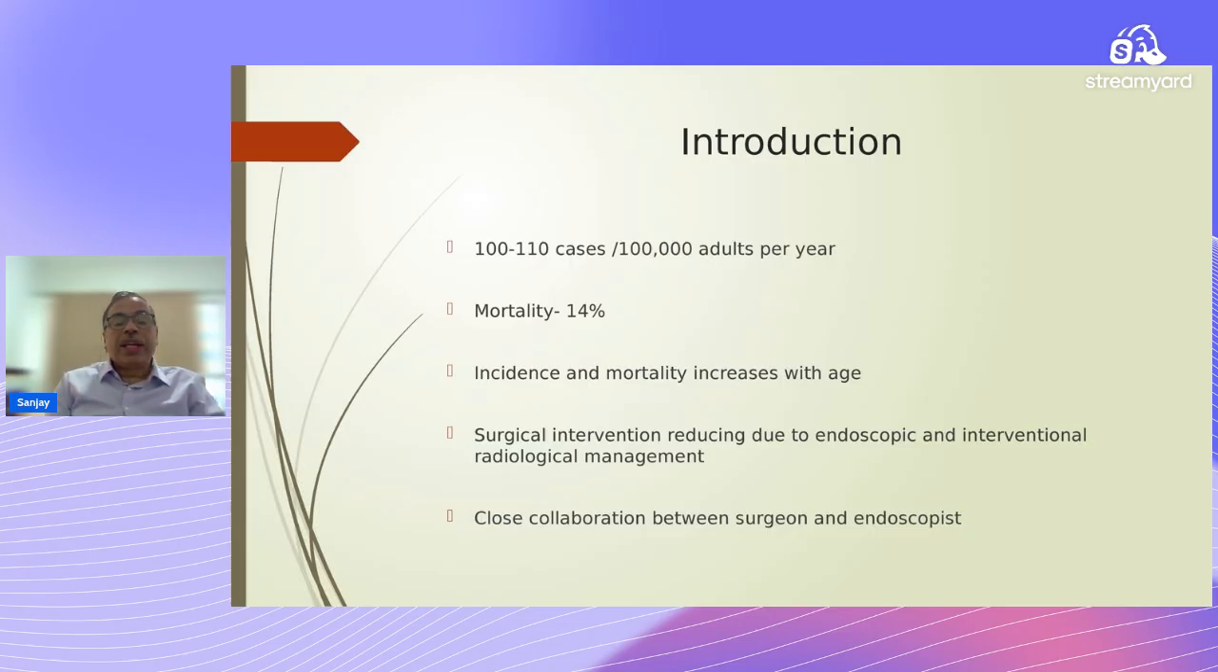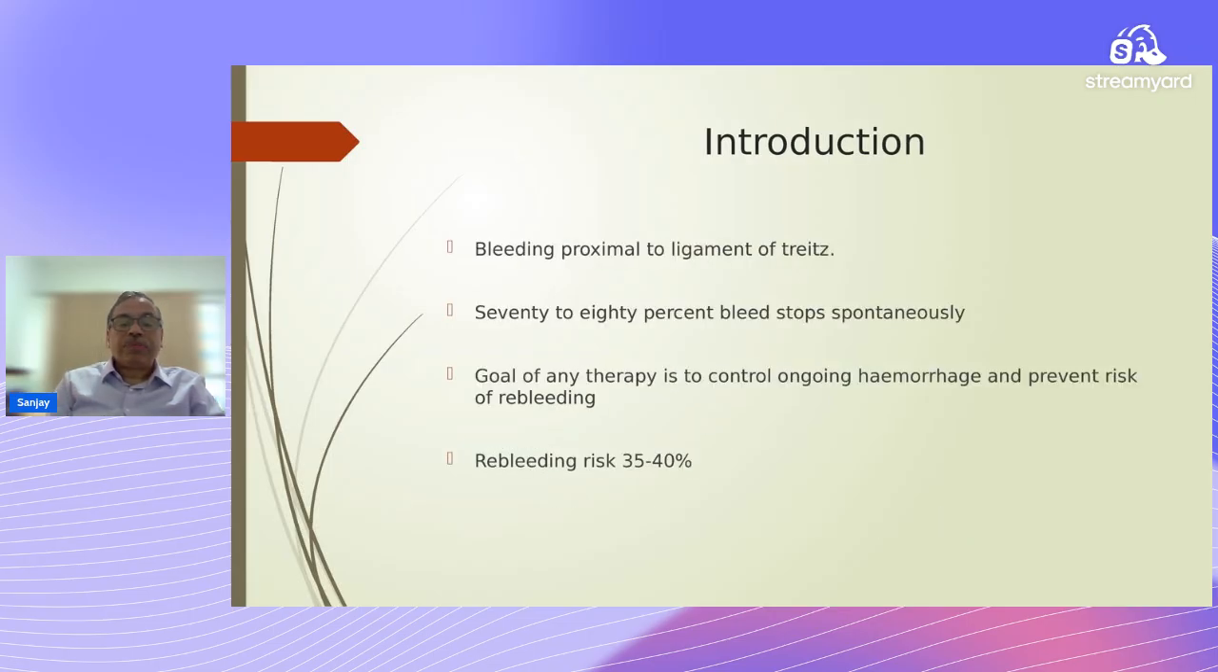Because endoscopic management plays such an important role, there has to be a close correlation and collaboration between the surgeon and the endoscopist in managing such a scenario. Now, by definition, what is upper GI hemorrhage? Anatomically, any bleeding which occurs proximal to the ligament of Treitz, that means proximal to the second part of the duodenum, would lead to upper GI hemorrhage.